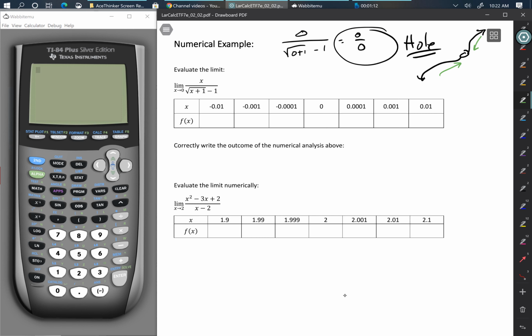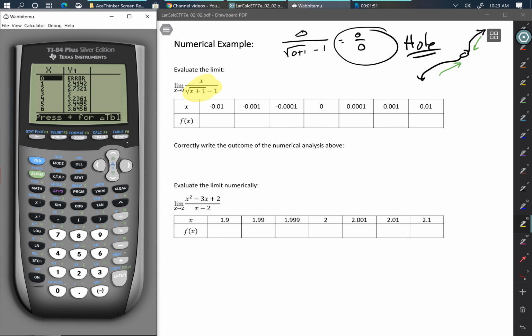All right, so you'll notice I have the calculator up because I'm going to use my calculator to do this. The first thing I need to do, though, is take the function that I'm finding the limit of and put it into the calculator. So I'm going to go to my y editor and put that function in. So let's see, my numerator is x, my denominator is the square root of x plus 1 minus 1. Okay, that looks good. And then I'm going to go to my table.